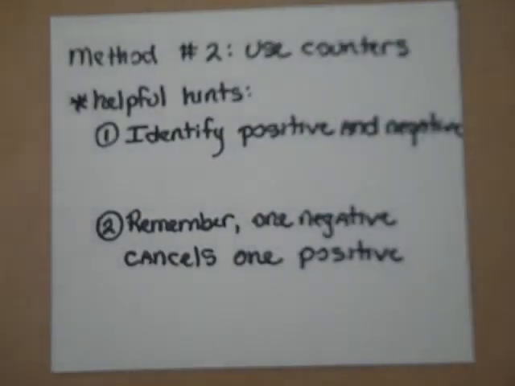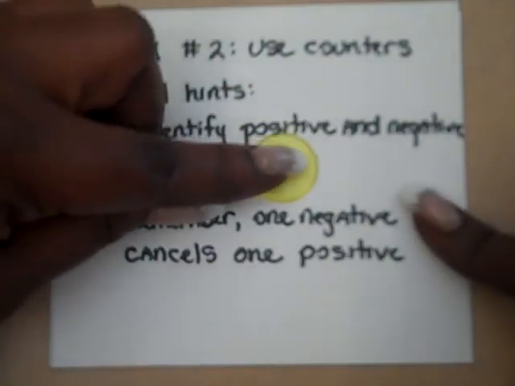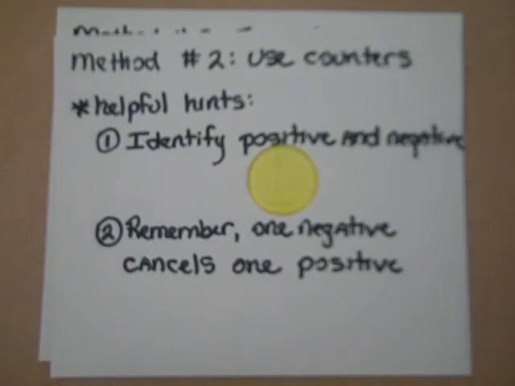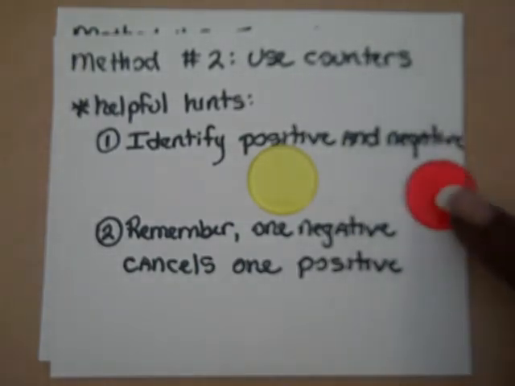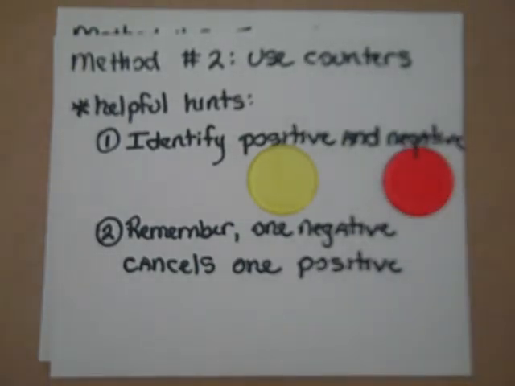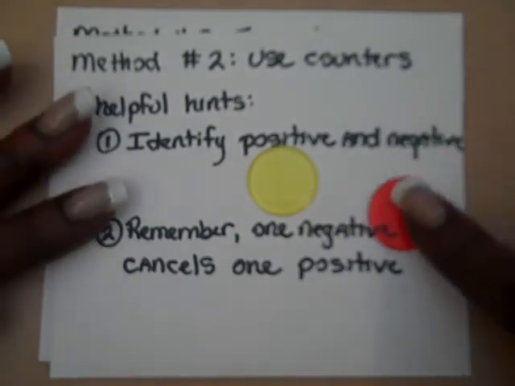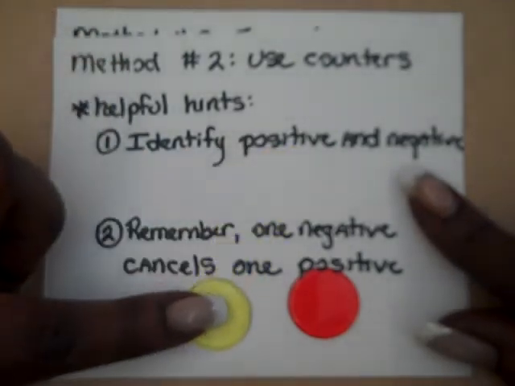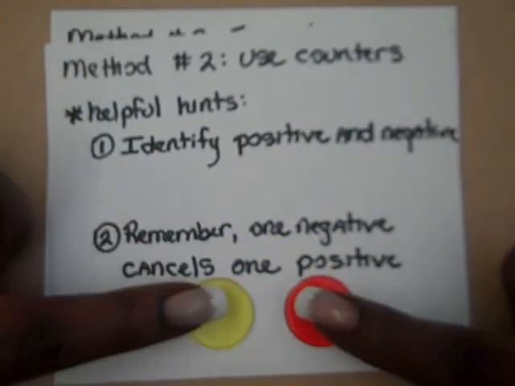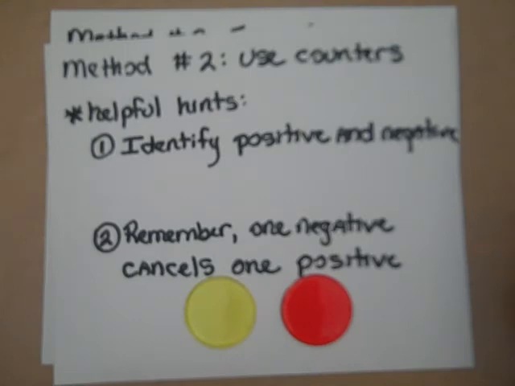The second method is to use counters. Two things to remember when using counters. You must identify the positive numbers as well as the negative numbers. For my examples today, I'm going to use my yellow counter or circle to represent the positive, while the red is the negative. Second thing you need to remember is that one negative cancels out one positive. Or in other words, the two together give you a total of 0.